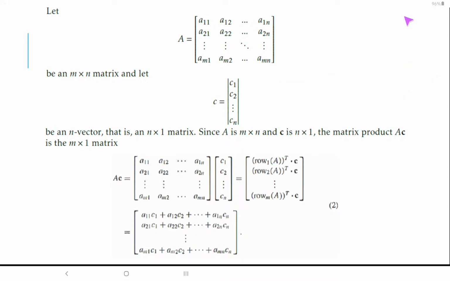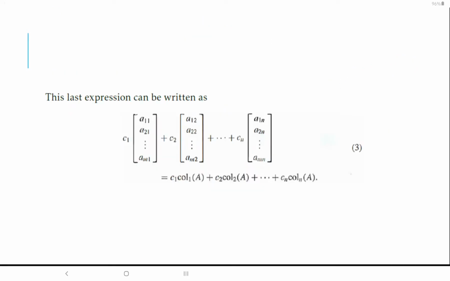Okay. Now, note that, anong naging itsura nito? So, parang ito yung ating first column ni A, pero nakamultiply lang kay C1, plus second column ni A, nakamultiply kay C2, hanggang kay nth column ni A nakamultiply kay C sub n. So, pwede pala nating isulat to as the following. Okay? So, pwede natin siyang isulat as C1 times the first column of A plus C2 times the second column of A, etc. hanggang kay C sub n times the nth column of A. And then we get the following.